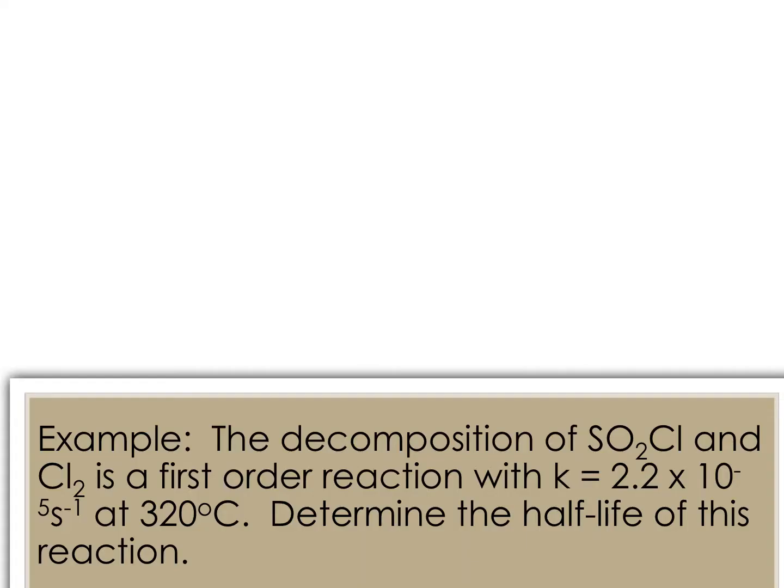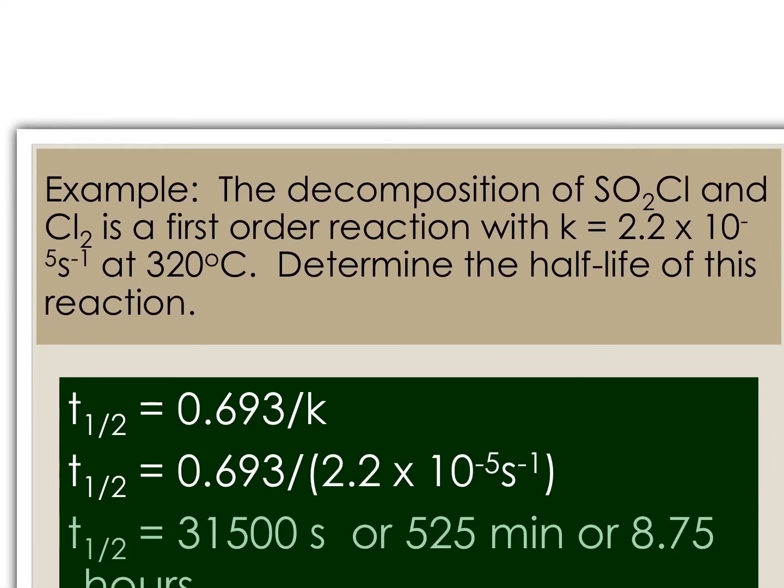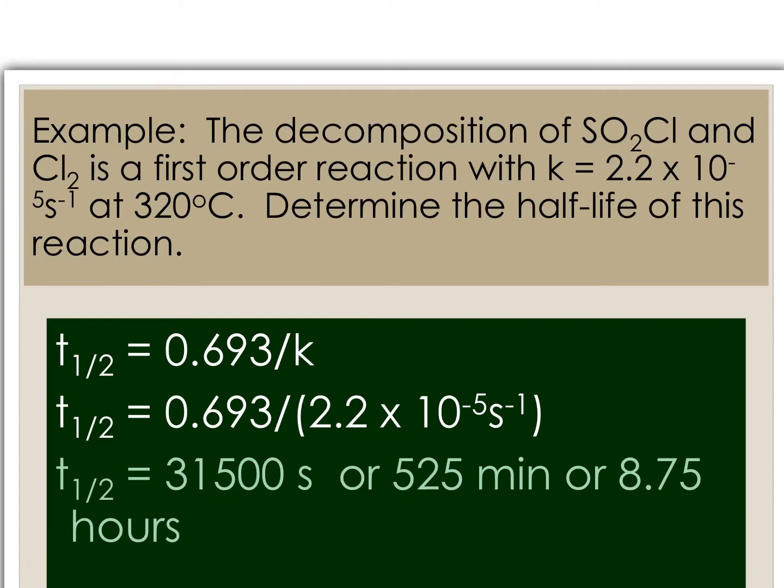So the decomposition of SO2Cl2 into SO2 and Cl2 is a first order reaction with our K. Well, if we're given K and asked to determine half-life, that's a really simple calculation. Half-life equals 0.693 over K. You were given K, you can do it. Plug it in, voila. 31,500 seconds, or 525 minutes, or 8.75 hours.